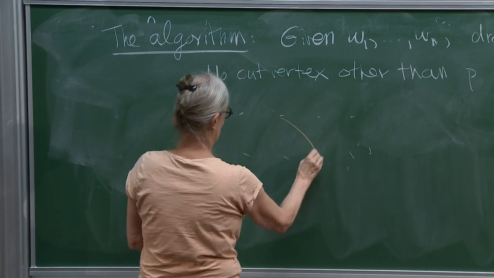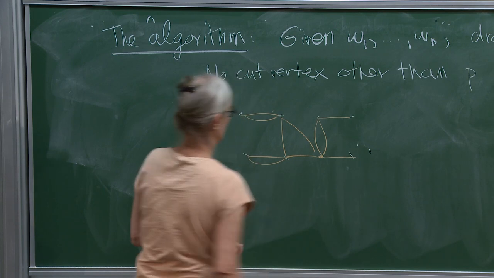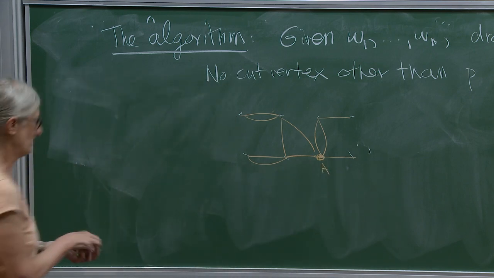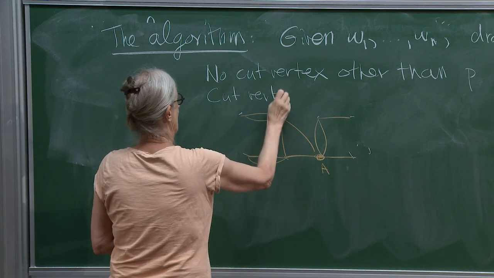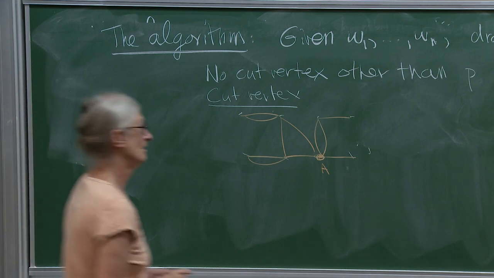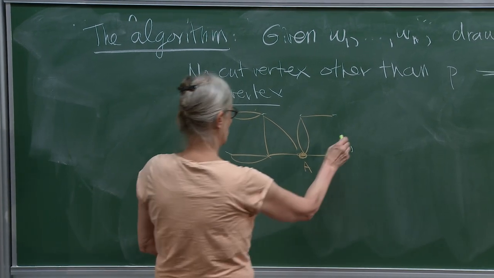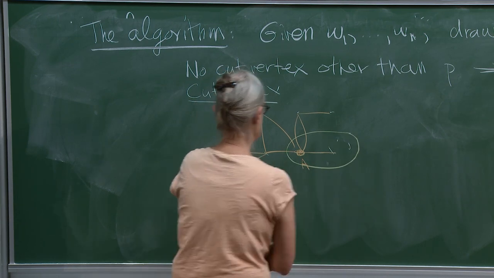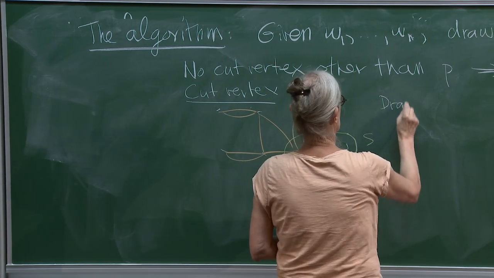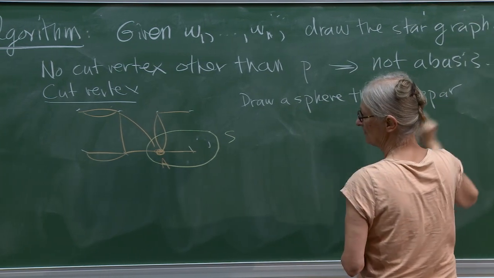So here's the cut vertex. This one's a cut vertex. I erased the wrong picture. So remember these dots are really spheres. Supposing there's a cut vertex, then I can draw a sphere that separates, whoops, I forgot to draw the base point, oh well.